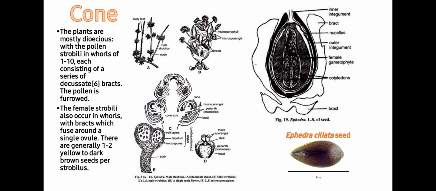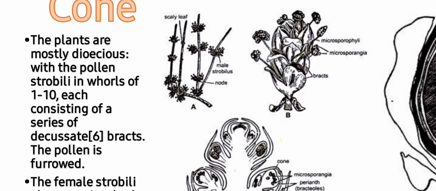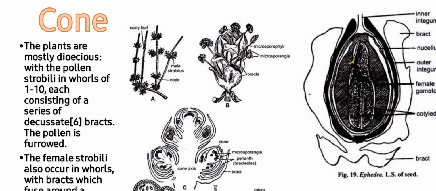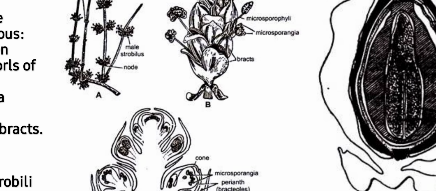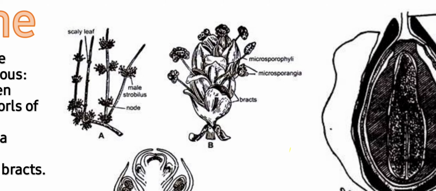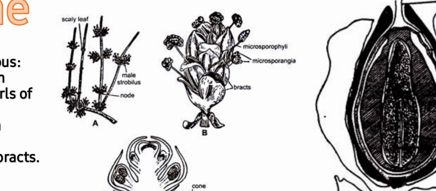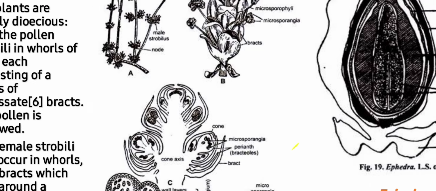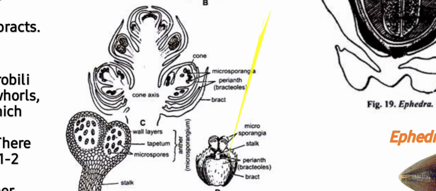Next is the cone or reproductive structure. Students, the plants are mostly dioecious, means they bear male and female on separate plants. You can see in these images detail of the male cone. First one is the male strobilus. Second is the enlarged image of the microsporophyll which bears microsporangia. And they also bear bracts, which is again a characteristic feature of Gnetophyta. Again you can see the male cone in detail, having cone axis, microsporangia, perianth as well as bracts.